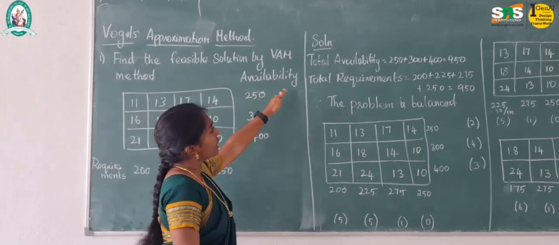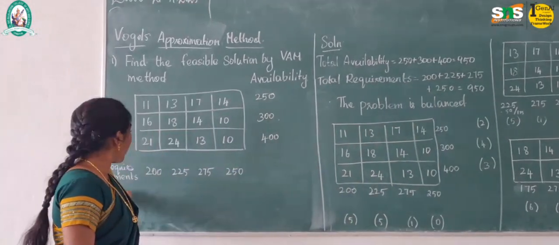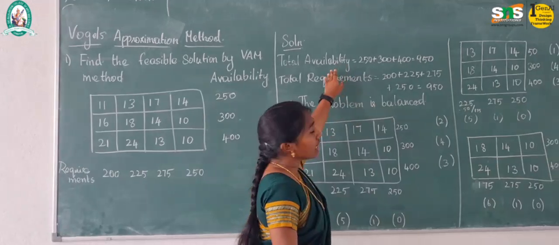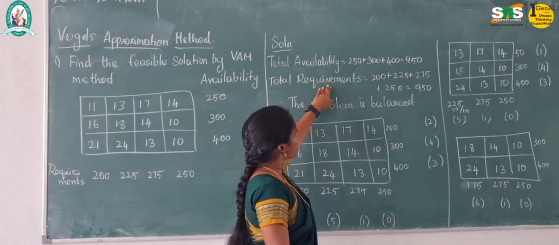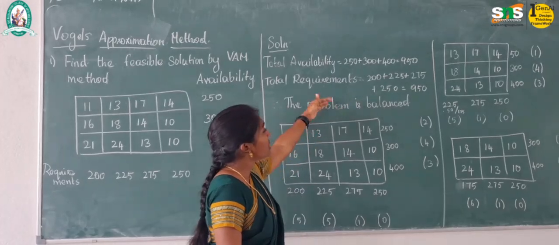So the total availability is 950. Next we are going to add the requirements. By adding all those requirements, we get an answer of 950. So in this problem, the availability and the requirements give the same answer, 950. So therefore the problem is balanced.